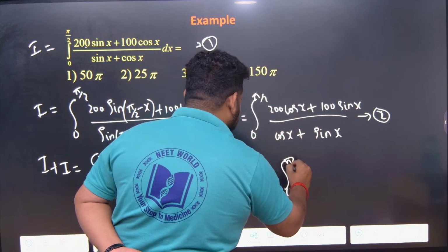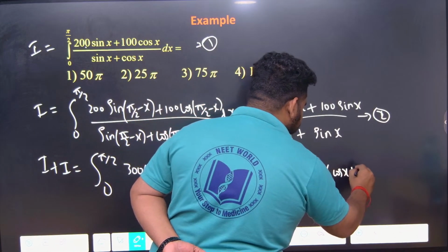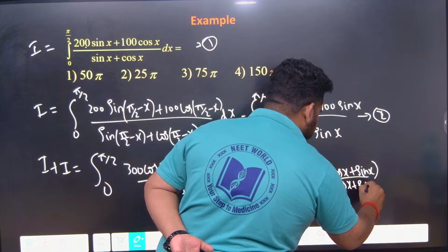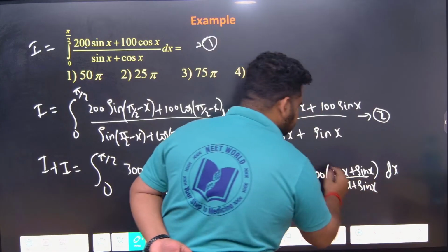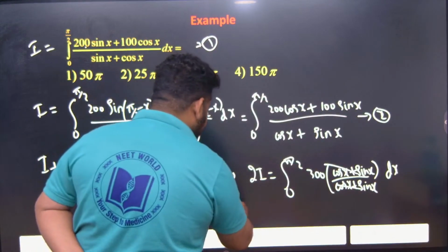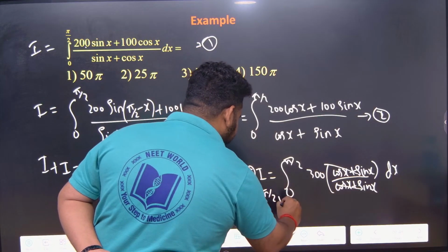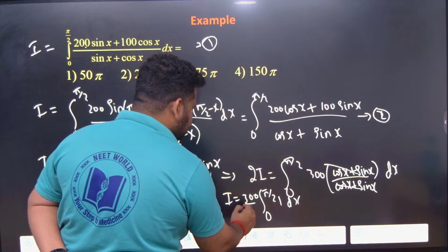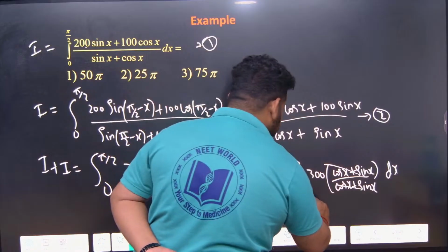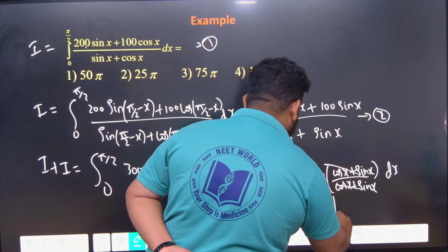So 2I is equal to the integral from 0 to pi by 2. I can take 300 outside as common: 300 into (cos x plus sin x) divided by (cos x plus sin x) dx. This and this cancel, so we have only 300, and if I send the 2 down, I get 300 by 2 into the integral from 0 to pi by 2 of 1 dx. Two ones are 2, 150. So I will be left with 150 x, with limits 0 to pi by 2.